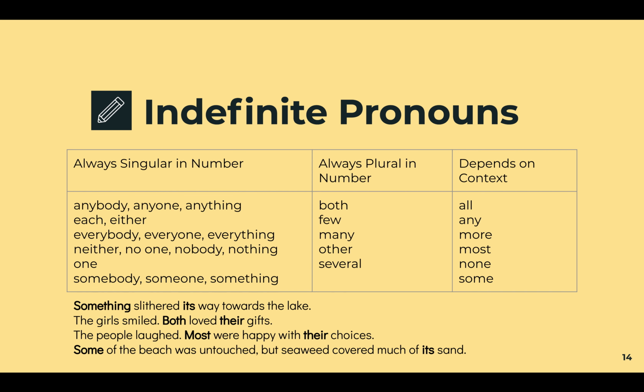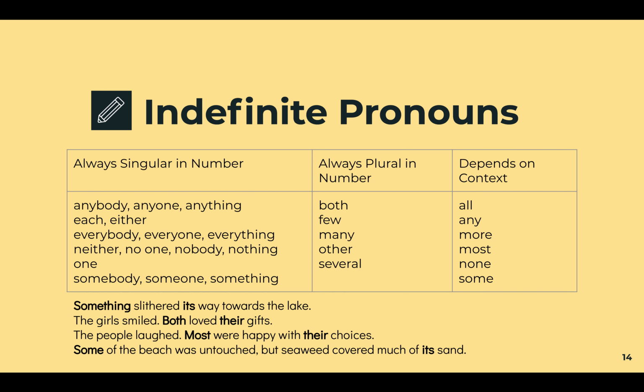Something slithered its way towards the lake. Okay, those are both singular, because somebody is singular. Everyone is going to the store. You wouldn't say everyone are going to the store because everyone is singular and it takes a singular form of the verb and the pronoun.